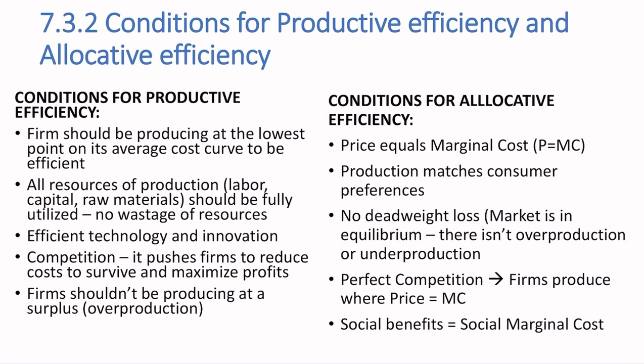The conditions for allocative efficiency are that price equals marginal cost. Production matches consumer preferences, and there should be no deadweight loss, so the market should be in equilibrium. There shouldn't be overproduction or underproduction. There should be perfect competition, so that's where firms produce where price is equal to marginal cost, and also the marginal social benefit should equal the marginal social cost.